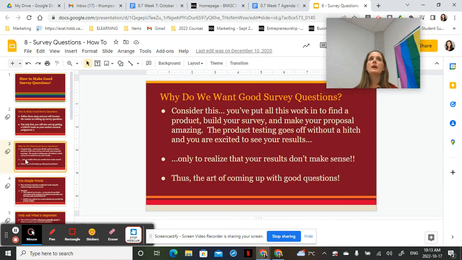So for example, maybe you're researching whether your target market prefers organic chocolate chip cookies versus non-organic chocolate chip cookies, and you're doing a blind test to see which they prefer, right? The survey questions that you write have to make sure that you're going to be able to collect information that really applies to that criteria. And I'm going to be looking for that when you send me your survey, okay?